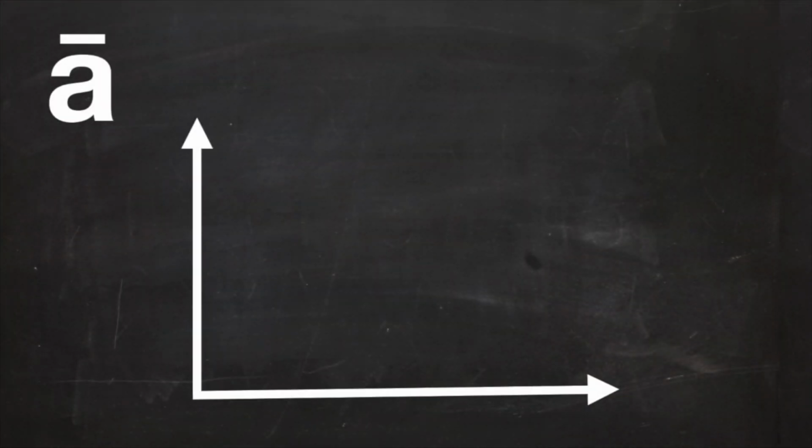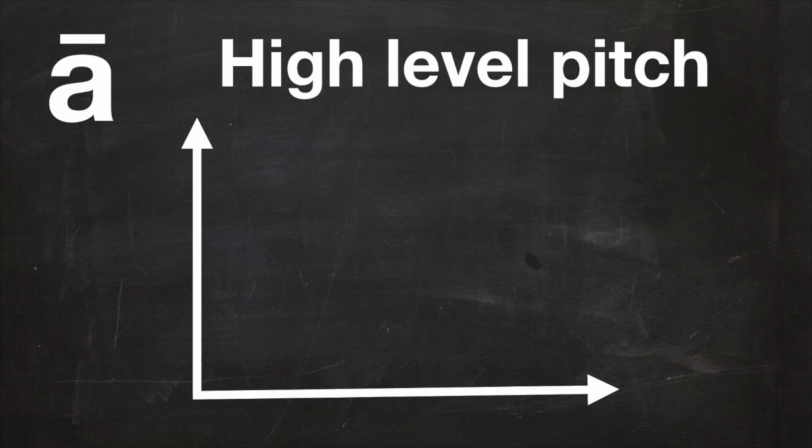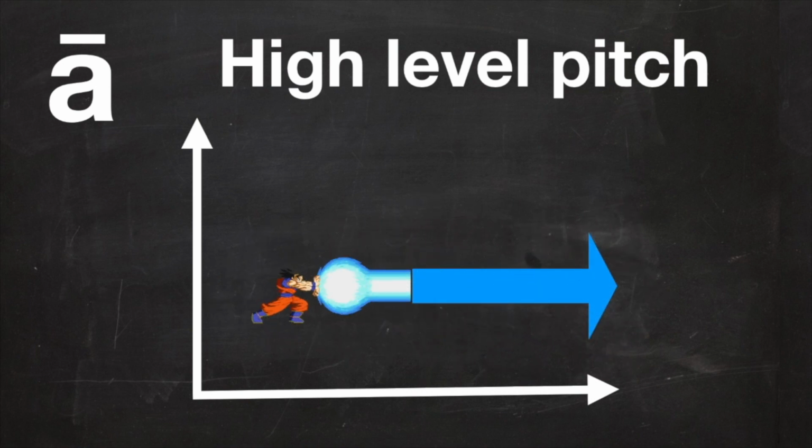Let's begin with the first tone. The first tone is pronounced with a high level pitch, like ah, ah. For example, in the word ma, that means mother or mom.